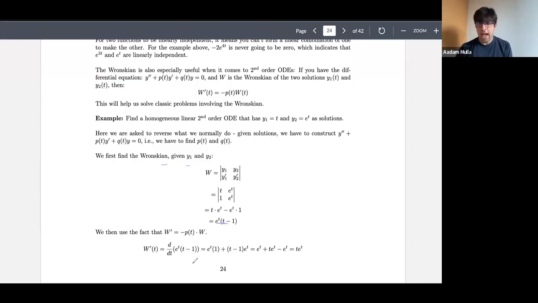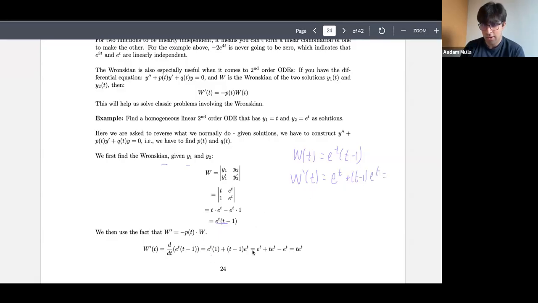Now we need to use this second equation. Now that we know what the Wronskian is, we know the Wronskian as a function of t is e to the t times t minus 1, right? We can now plug into here and solve for p of t. That's the idea. To do that, we're going to need to find the derivative. The derivative of this is just going to be a product rule again, right? Derivative of the first times the second plus the first times the derivative of the second.